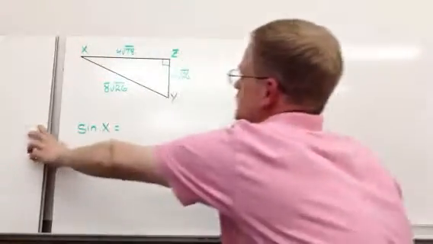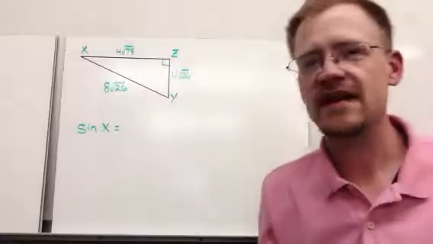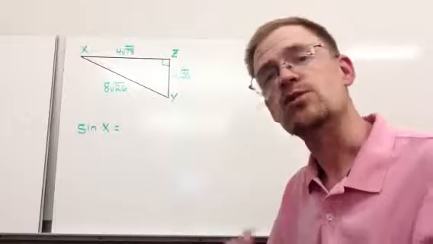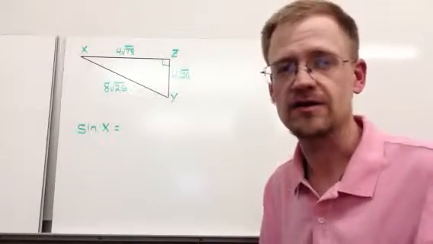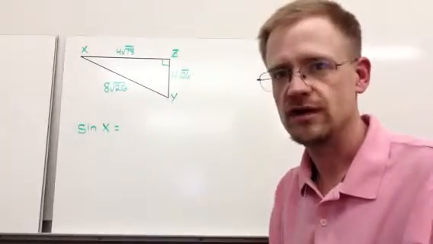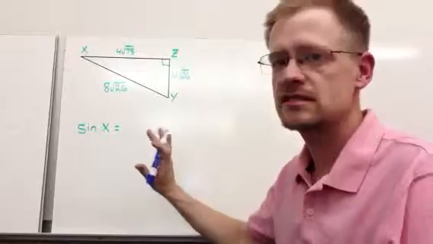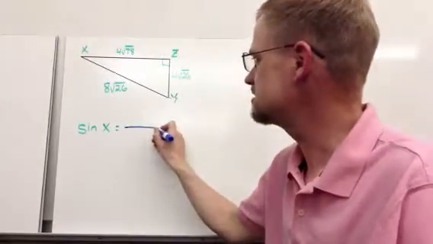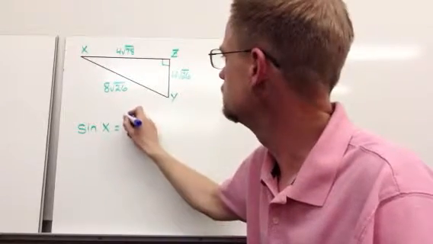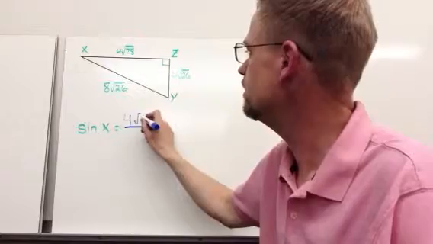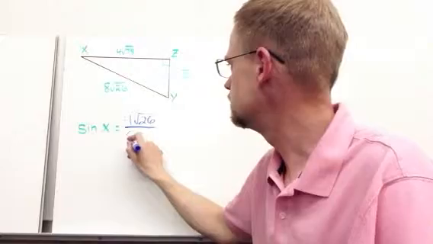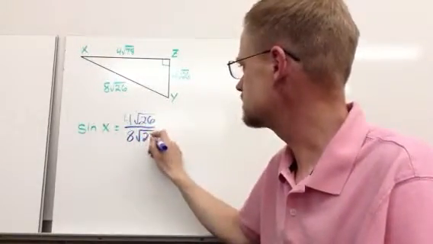All right, let's move on to this one. We want to find the sine of angle X in triangle XYZ. Now this one, we have all the side measurements. We're not going to have to pull out the Pythagorean theorem to find something. This one's harder because we have radicals sitting all over here. Let's set this up though first. The sine of angle x is going to be the opposite, 4 times the square root of 26, over the hypotenuse, 8 times the square root of 26.